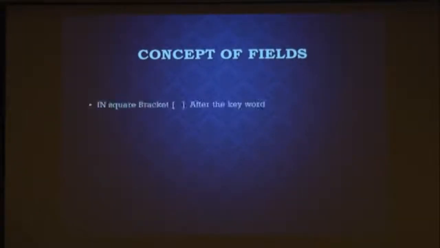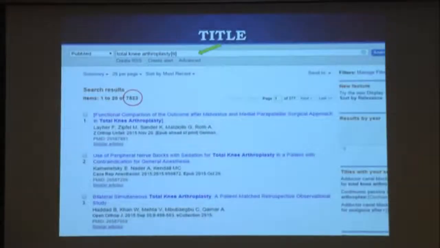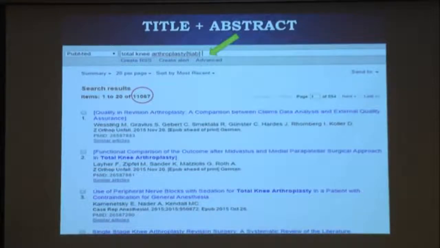There is the concept of fields. This is the square bracket after the keywords. It tells PubMed where to search the keyword. For example, with title, it will search the word in the title only. So when I put the search term, it gives me 7,000 results. So from 20,000 to 7,000, reduced by 2/3. If I put TIAB, it will search in title and abstract. So that's the concept of field.